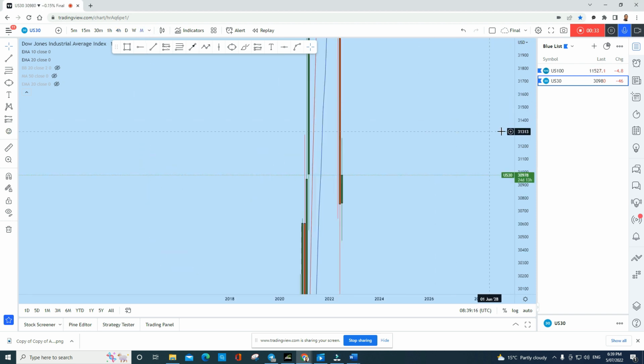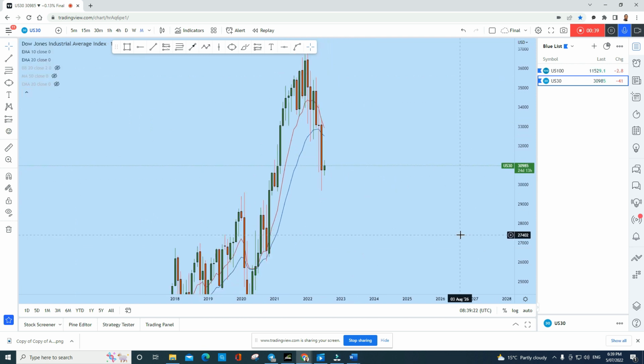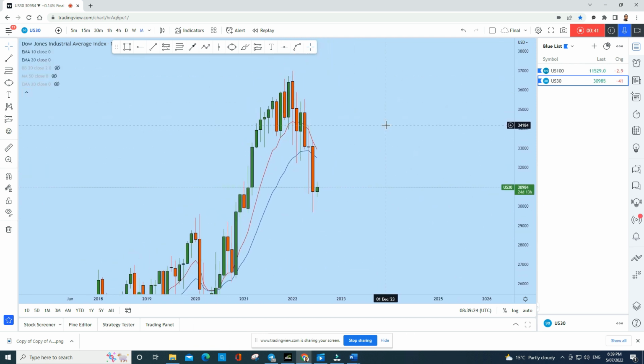Now, starting with the monthly time frame. Why monthly? Monthly will give you a clear direction in the market, removing all the noise from the lower time frames. Now, this monthly candle that closed last week is a perfectly bearish candle. Looking at the previous months, there was a doji, and as soon as the doji formed, we saw a break to the downside.